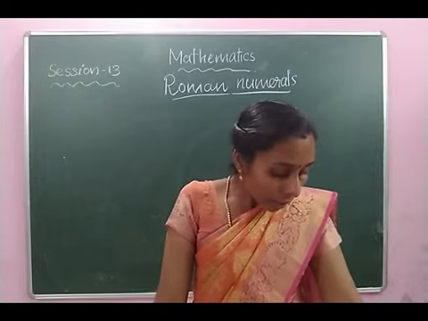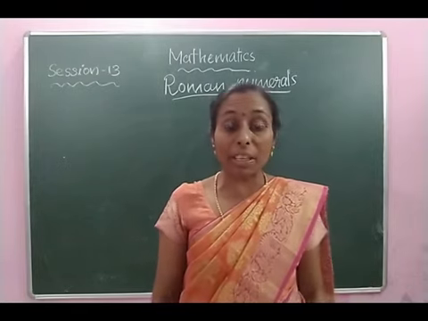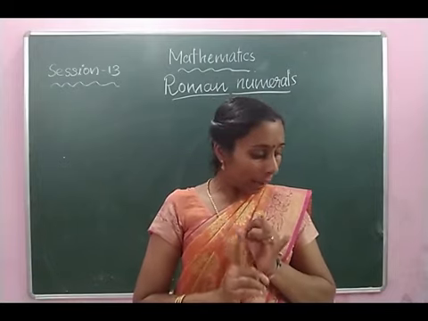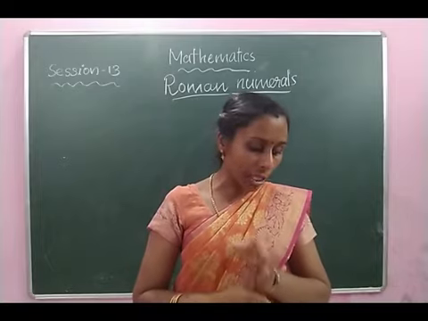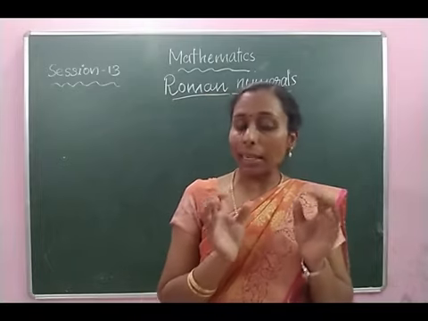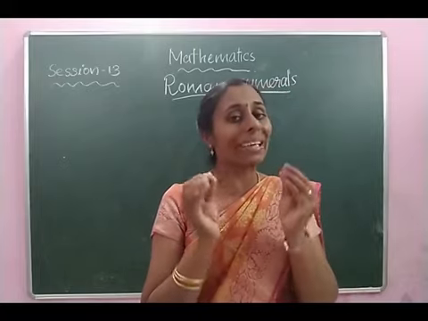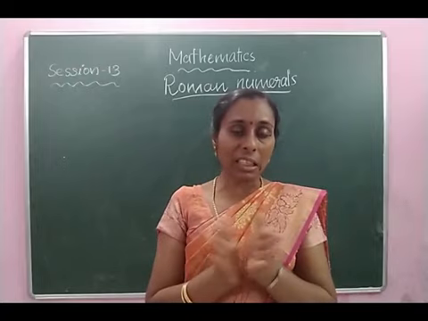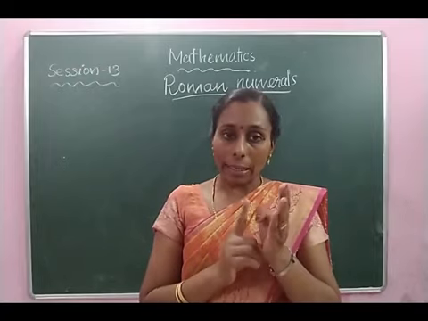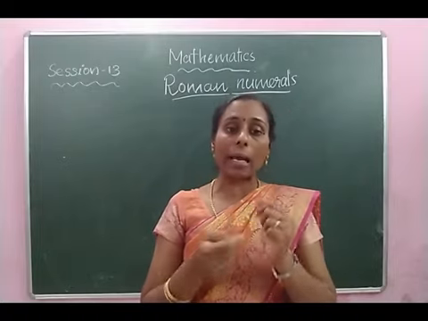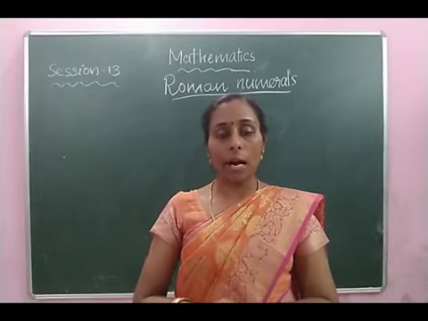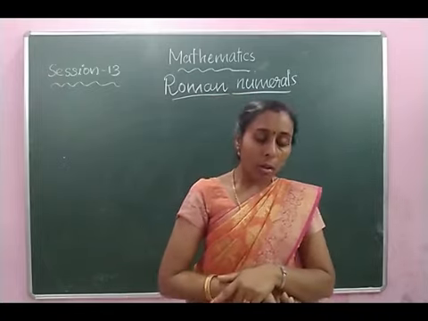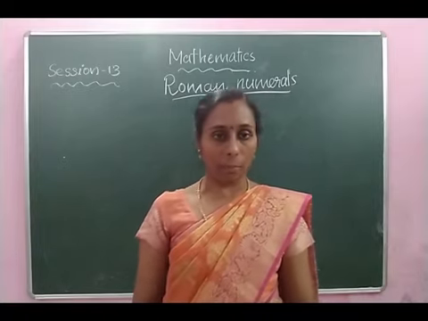Now let's see the rules for forming Roman numerals. First one, repetition means addition. That means among all the letters, not all can be repeated, only 4 letters can be repeated. Which are the 4 letters that can be repeated? I, X, C and M. I means 1, X means 10, C means 100 and M means 1000. These 4 letters can repeat.